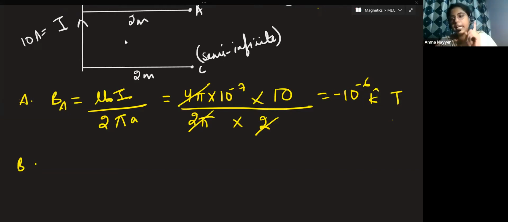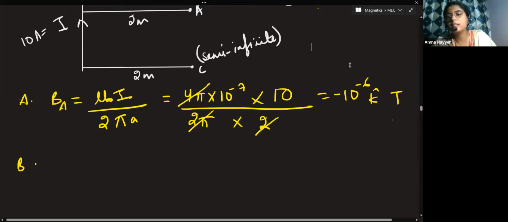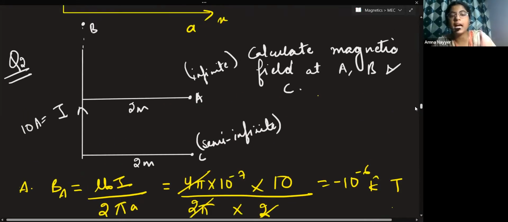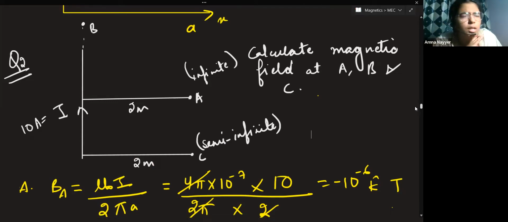See, for the second part, always remember, if the point lies on the axis, like this B point, this is lying on the axis of the current element. Whenever your point lies on the axis, straight away write the magnetic field as 0. Don't even calculate. Just write it as 0. No direction, no magnitude. Simply 0. Why? Because sine theta becomes 0. We haven't done the derivation for this part because it was not included. But had we done the derivation, we would have seen that sine theta is coming.